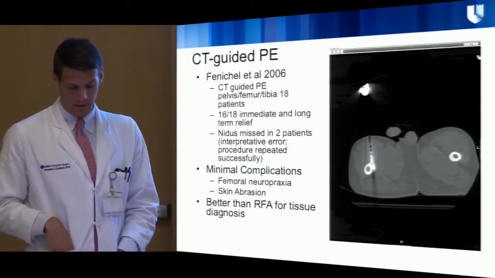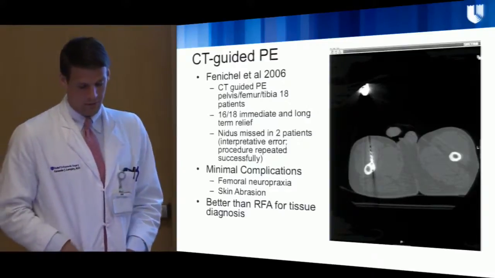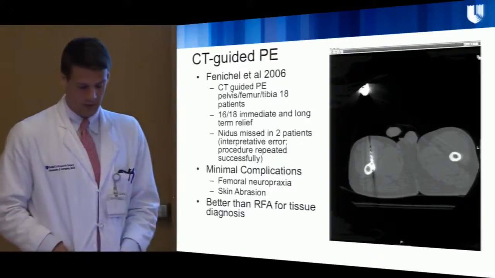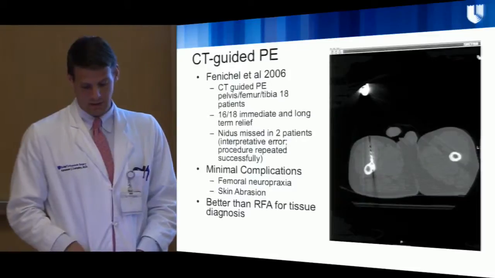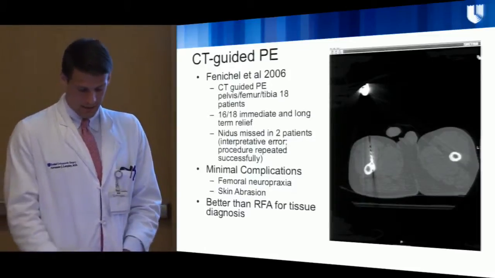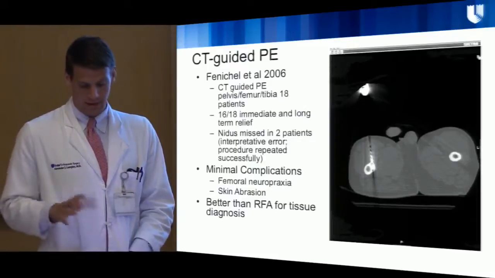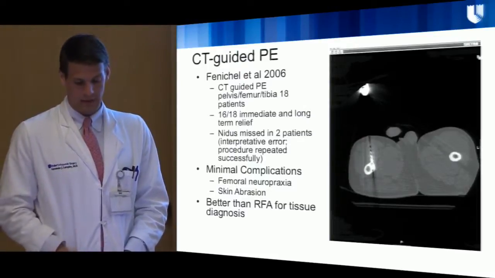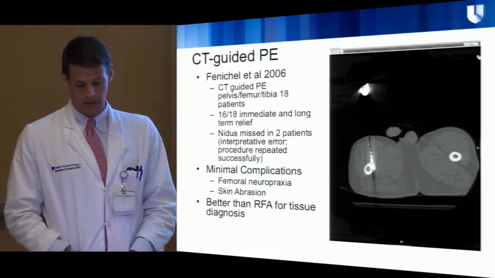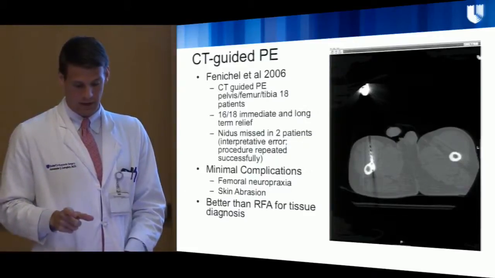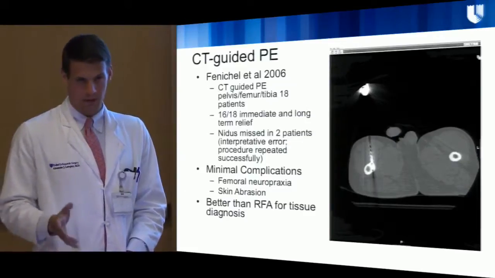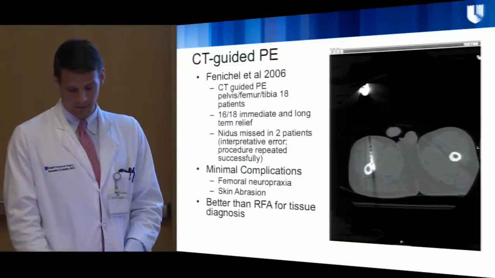Minimal complications. They had one complication of femoral neurapraxia, which resolved, for an acetabular lesion, and then a skin abrasion that healed fine. And they did find, comparing their results to the literature, about a 65% diagnostic tissue rate for their biopsies, compared to RFA, which is usually anywhere between 30 and 50%.